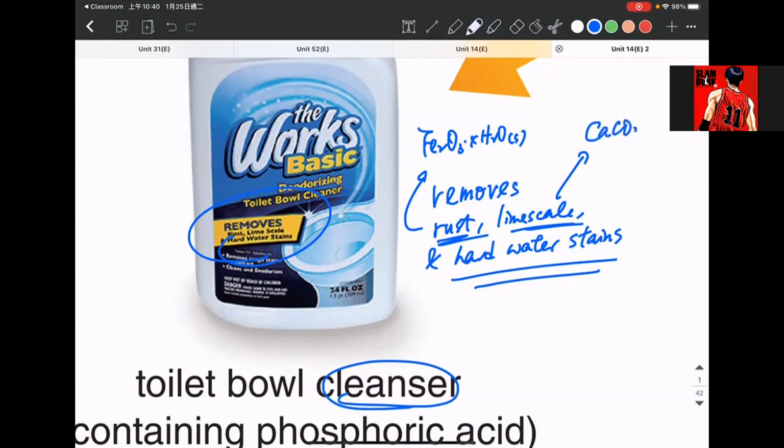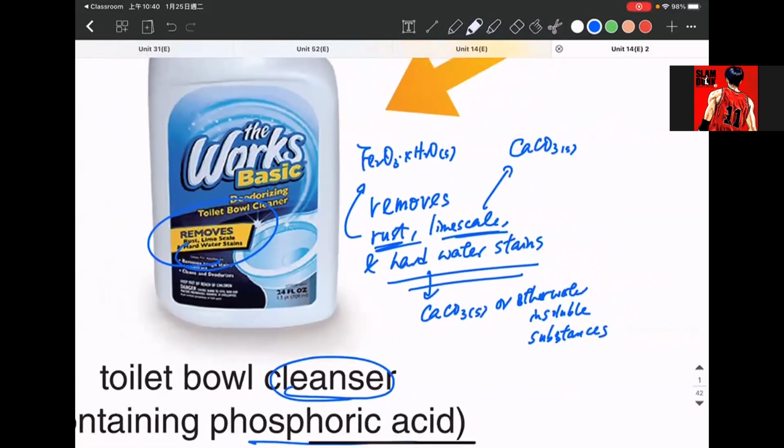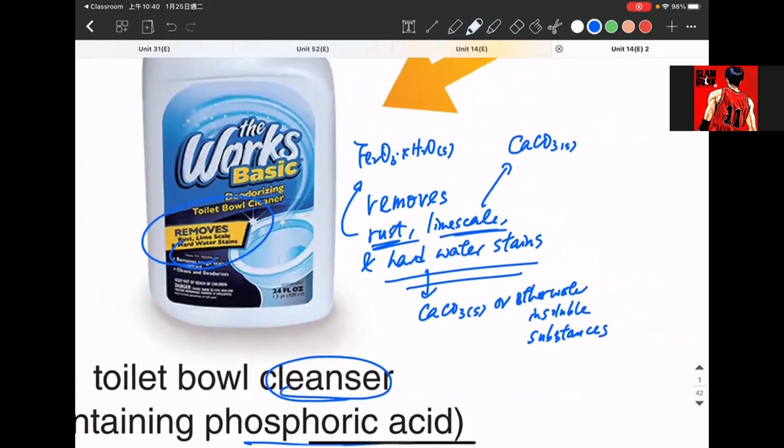It's in the form of calcium carbonate. How about this? Hot water stains. It is also in the form of calcium carbonate or other water insoluble substances. Okay, so this is what you know about the working action of the boilable enzyme.